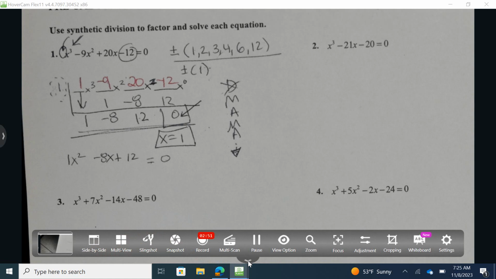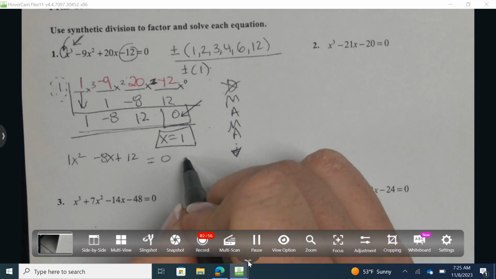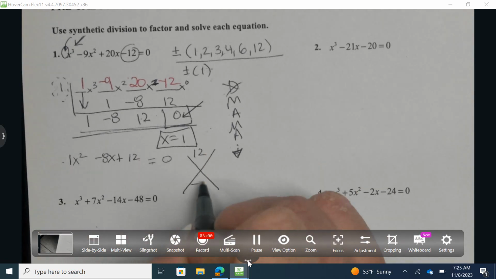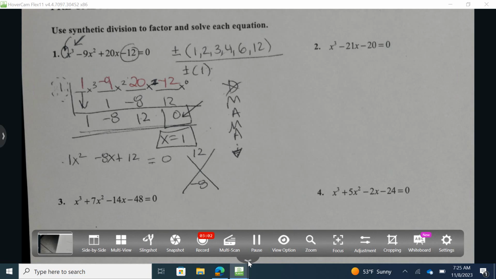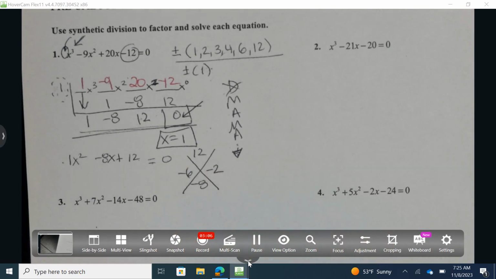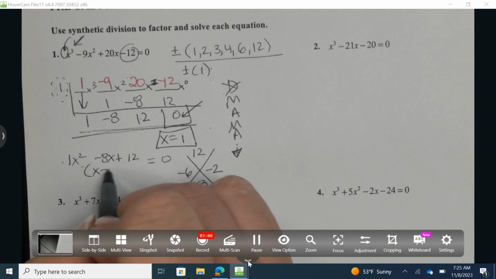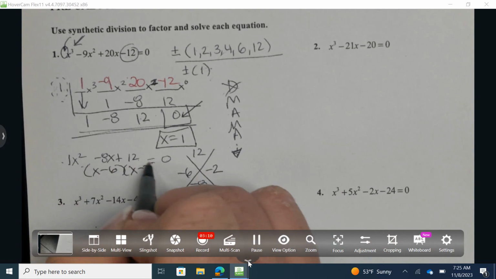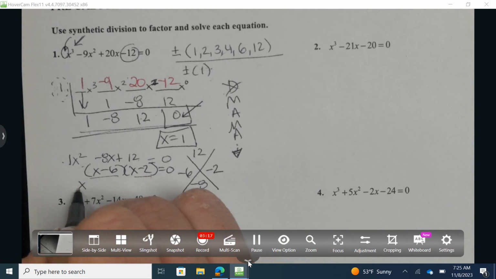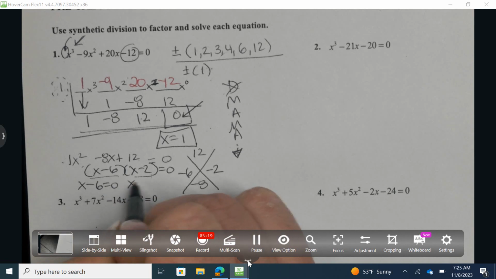It's a quadratic equation, so it means I can solve using factoring. Sometimes I can always use the quadratic formula. 1 times 12 is 12. What combines to give us negative 8 and multiplies to give us 12 would be negative 6 and negative 2. Now, because the leading coefficient is 1, this makes it very easy. Okay, so I'm going to set each of these factors equal to 0, and I'm going to solve to identify the 2 other solutions.